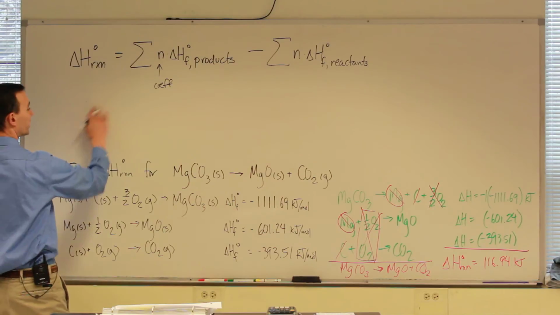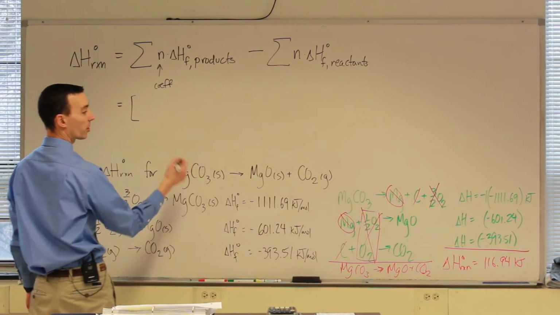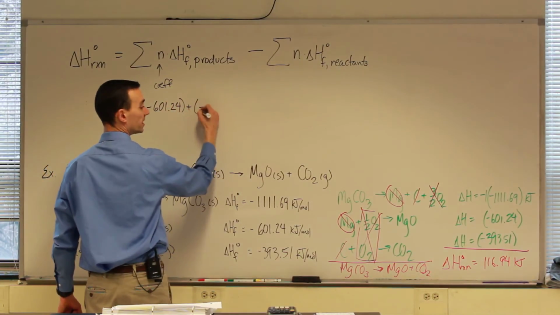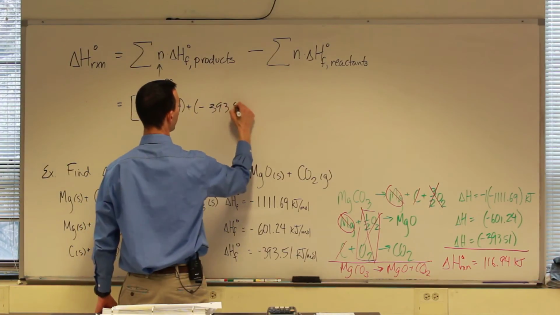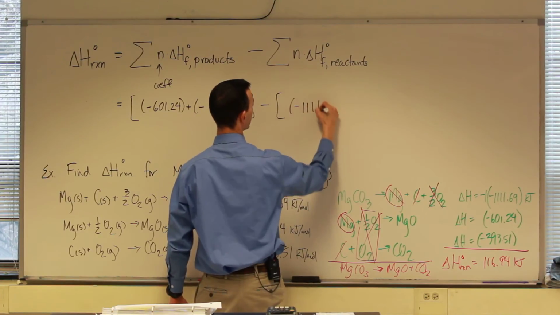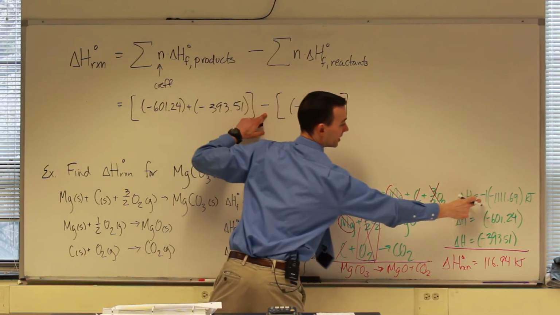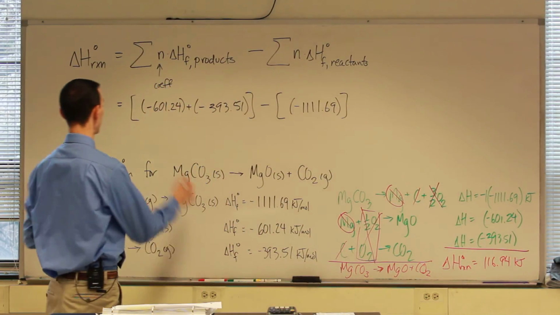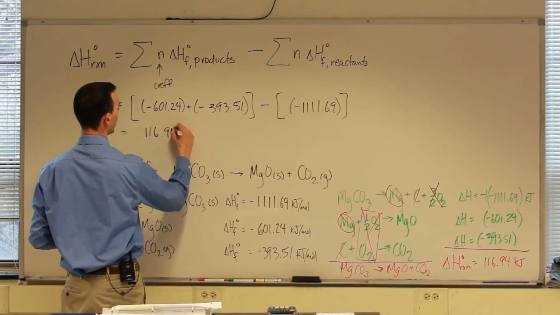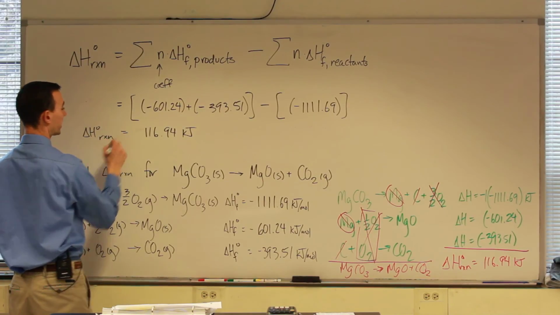So what we really did for this reaction, while we still have it here, is we really took the sum of our product values, -601.24 plus -393.51, minus our reactant values, -1111.69. And you see this minus is just like multiplying by the -1, and that's how we got the positive 116.94 kilojoules as the enthalpy change of this reaction.